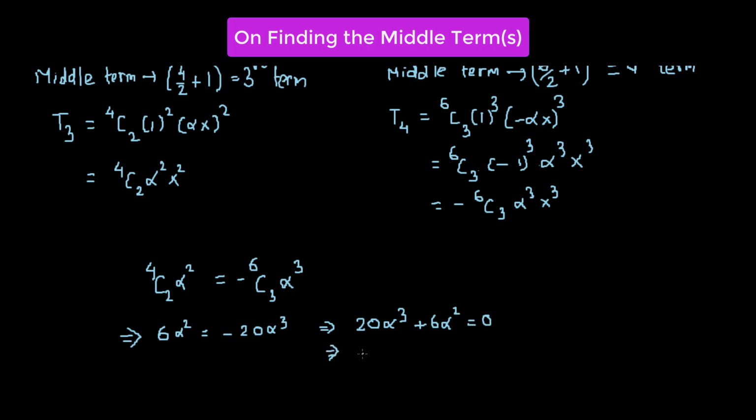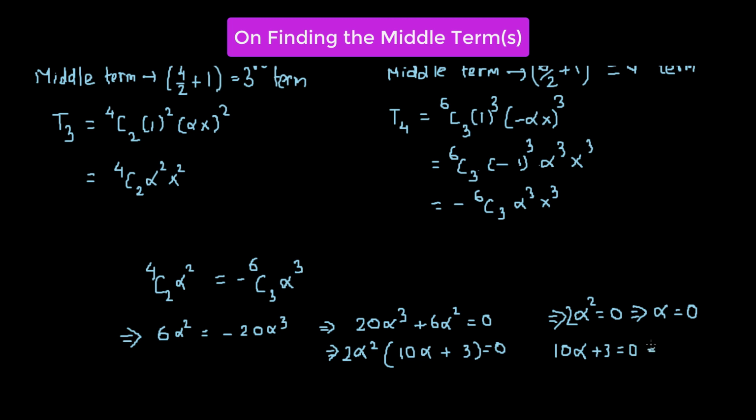Then we take 2 alpha squared common, which should give us 2 alpha squared times (10 alpha plus 3) equals 0. So that gives us either 2 alpha squared equals 0, which would give us alpha equals 0, but that is trivial, so we are going to reject this value. The other value comes from 10 alpha plus 3 equals 0, and that gives us alpha equals negative 3 over 10. So we are going to reject alpha equals 0 and accept only one value, and that is negative 3 over 10.